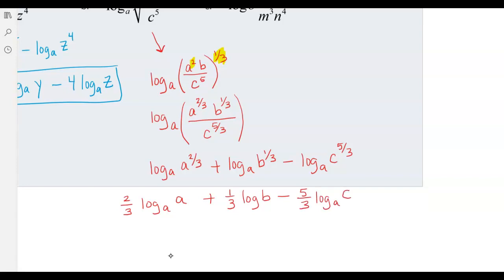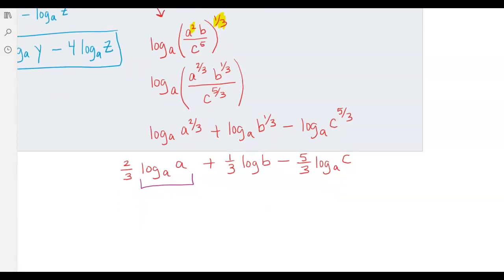And then this first part right here, log base A of A, that's just going to be 1, right? It's asking us A raised to what power is equal to 1. So technically we could simplify that part to be 2/3 plus 1/3 log of B minus 5/3 log of base A of C. Oh, I forgot the base here. And here, right? You need to put the base, otherwise you think that it's base 10.